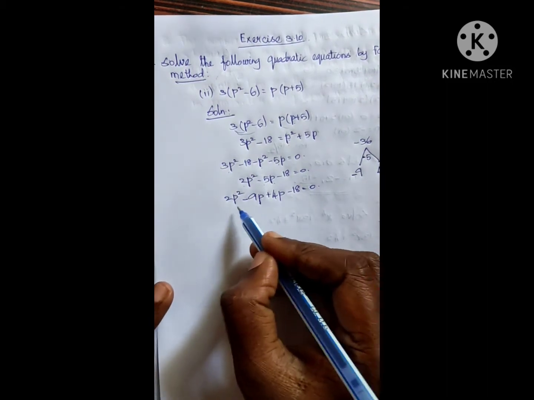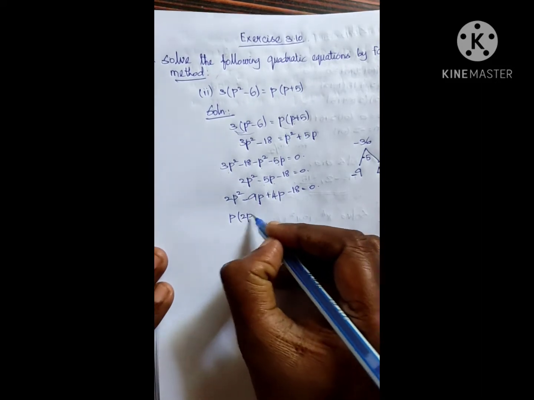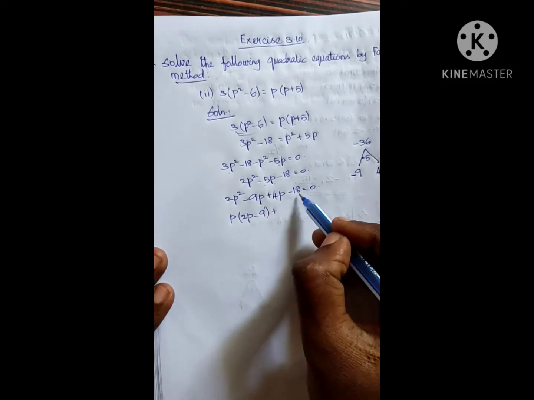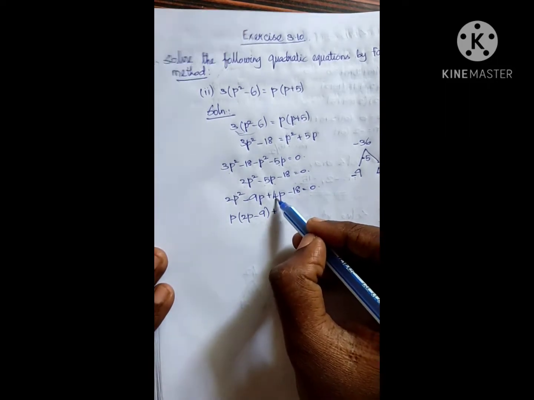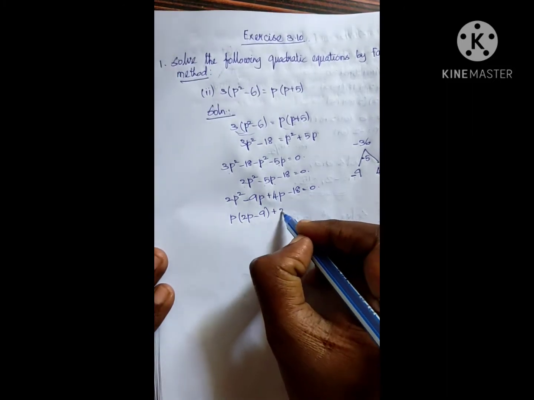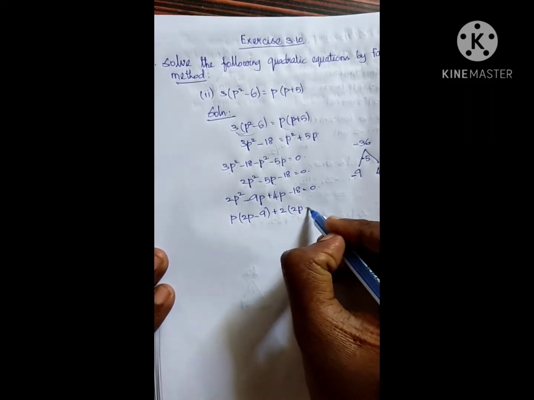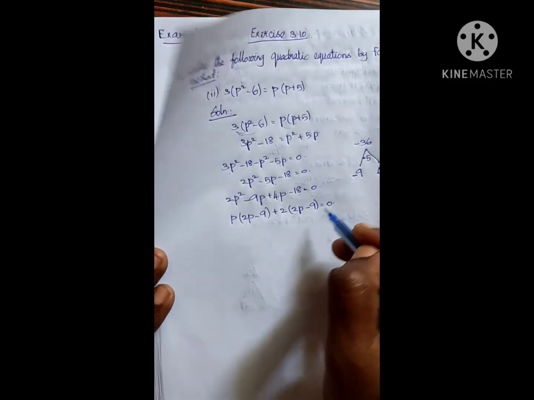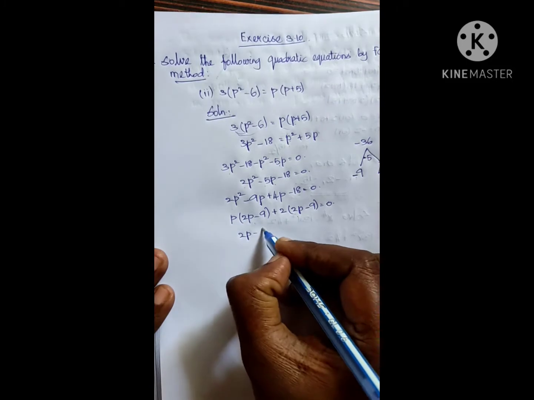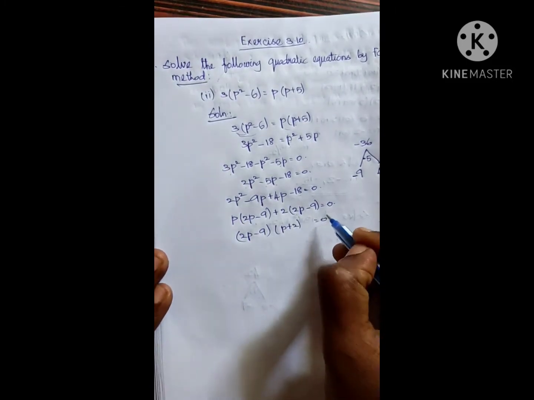Now from the first two terms, we take p outside. Then it becomes p into 2p minus 9 plus, see here we have 4 and minus 18. This we write: 2 2s are 4, 2 9s are 18. So we will take 2 commonly outside. So then it becomes 2 into 2p minus 9 equal to 0. Now take this 2p minus 9 outside. So 2p minus 9 into p plus 2 equal to 0.